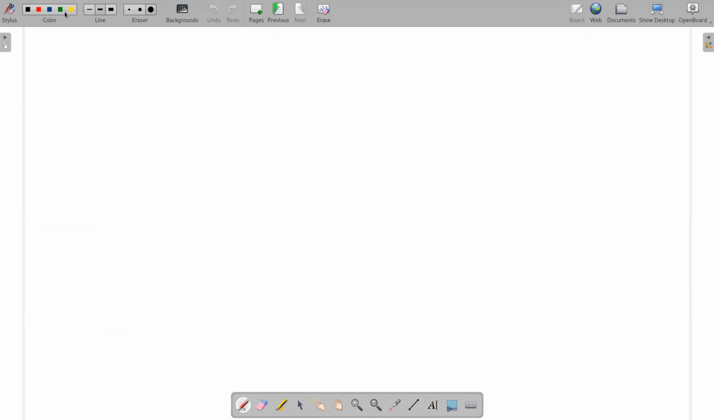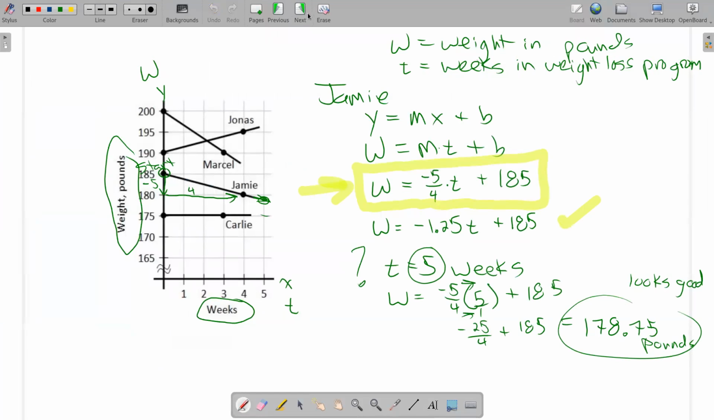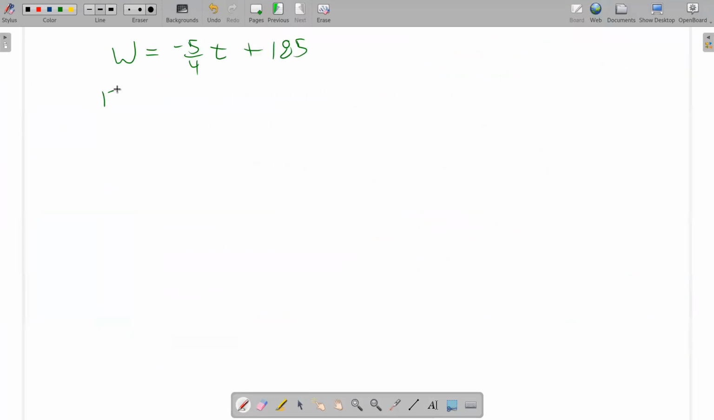Fast forward. All right, so again, we have Jamie's weight is negative 5/4 t plus 185. And we want to know when the weight is going to be 173. So we drop it in there and solve. And to solve an equation like this, we've done a few of these over the last couple of weeks. When you're plugging into an equation, you multiply then add. When solving an equation, it happens backwards. So we're going to get rid of the add by subtracting. So that cancels if we did it right.